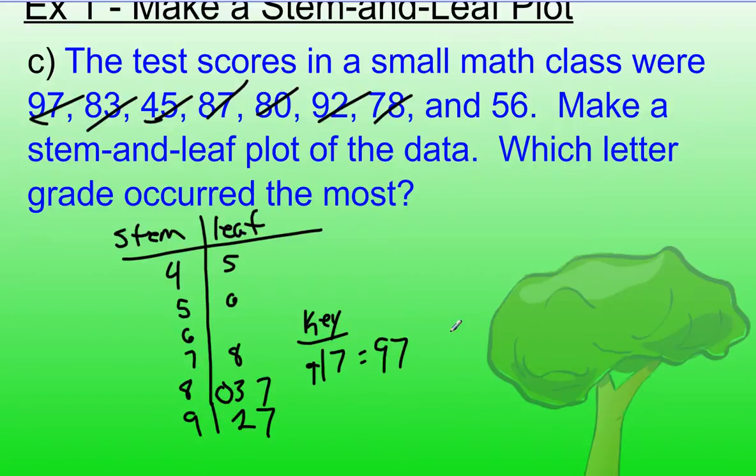Now it does say here which letter grade occurred the most. Well, if you think about it, we've got A's, B's, C's, D's, and F's. So in A's, B's, C's, D's, and these would all be F's. The letter grade that occurred the most often was actually the B's. There are 3 B's, 2 A's, 1 C, no D's, and 2 F's. So the letter grade that occurred the most often was the B's.